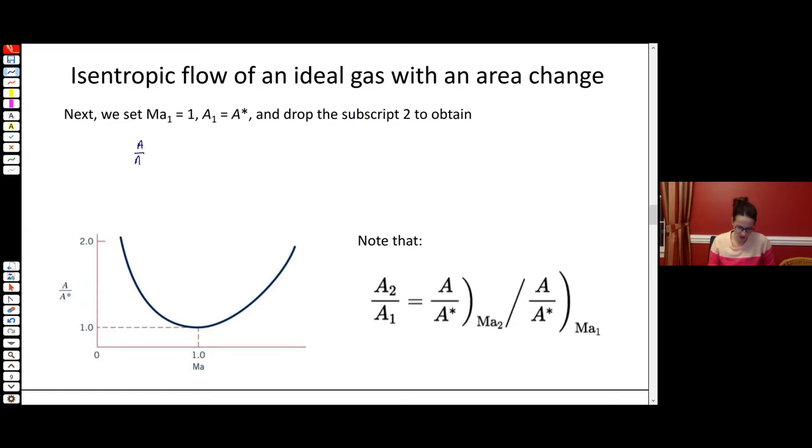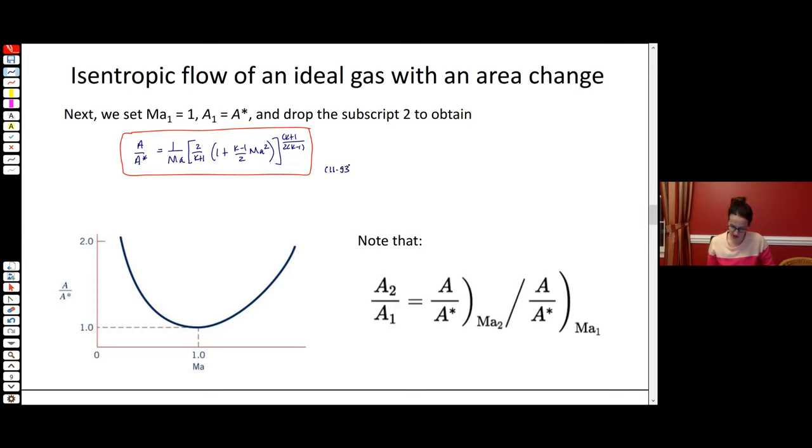That A anywhere in the duct divided by the critical cross-sectional area A star is equal to 1 over the Mach number anywhere in the duct times 2 over k plus 1, times 1 plus k minus 1 over 2 times the Mach number at that location in the duct squared, all to the k plus 1 over 2 times k minus 1 power. Now, this is a super important relationship we use all the time. So we'll box it in red, and it's equation 11.93.